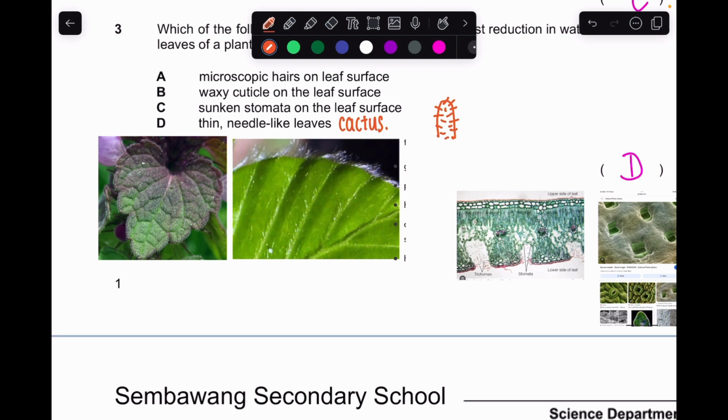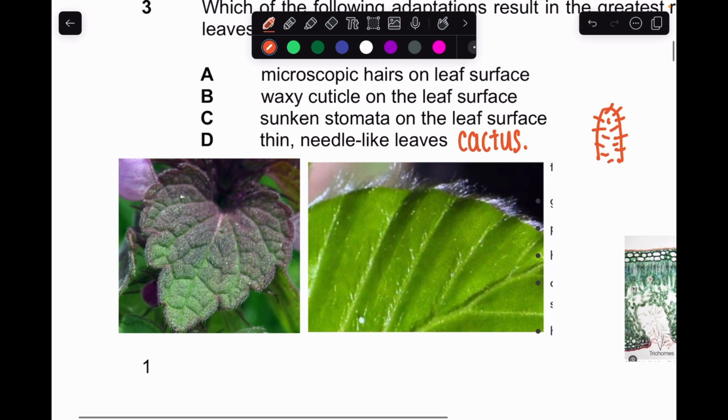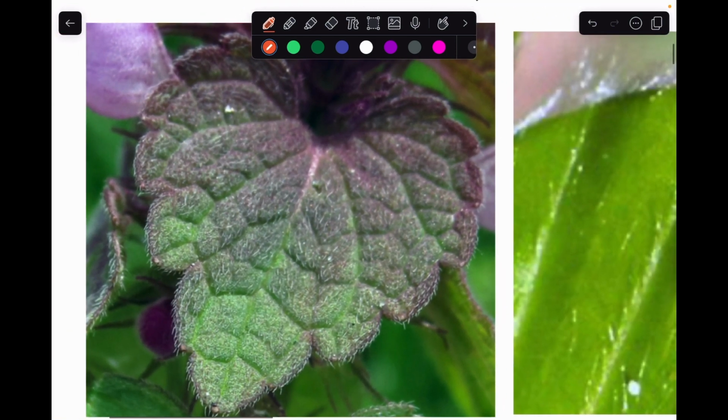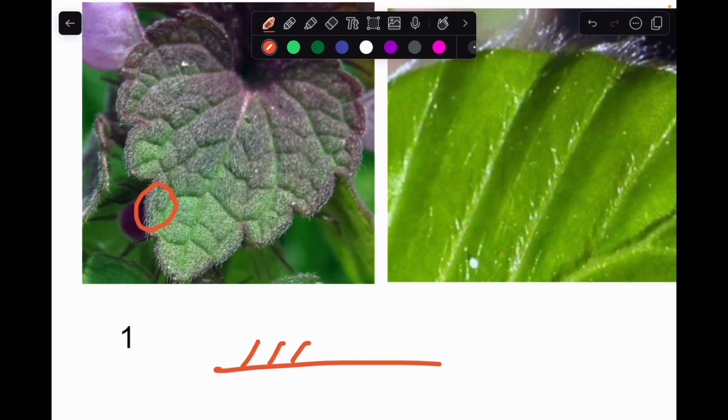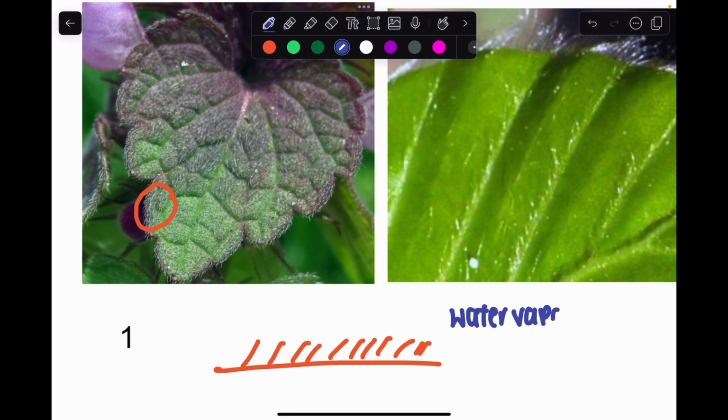Over here, I have other pictures. What are microscopic hairs on leaf surfaces? I think you might have seen such leaves before. This is an extremely zoomed in picture of the leaves, and you can see these microscopic hairs. What these hairs do is help to trap water vapor. As water vapor diffuses out of the stomata, it can actually be trapped between the hairs.